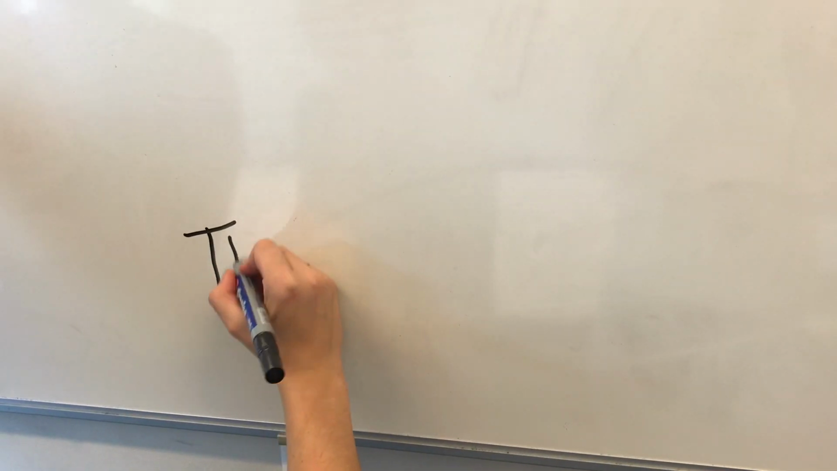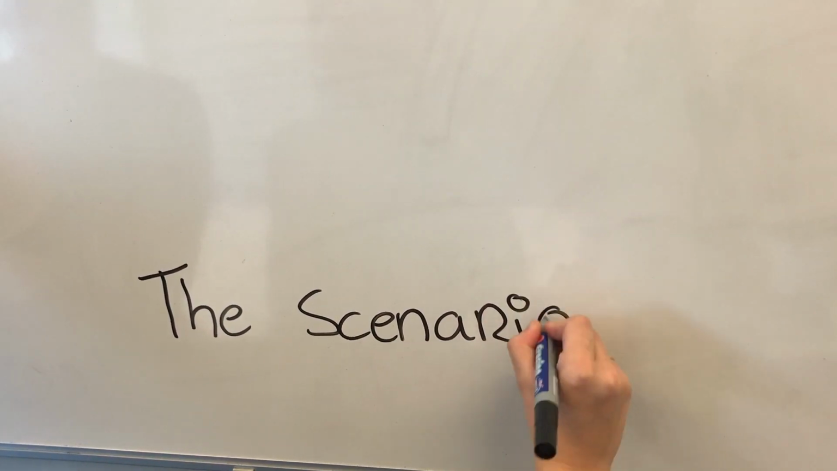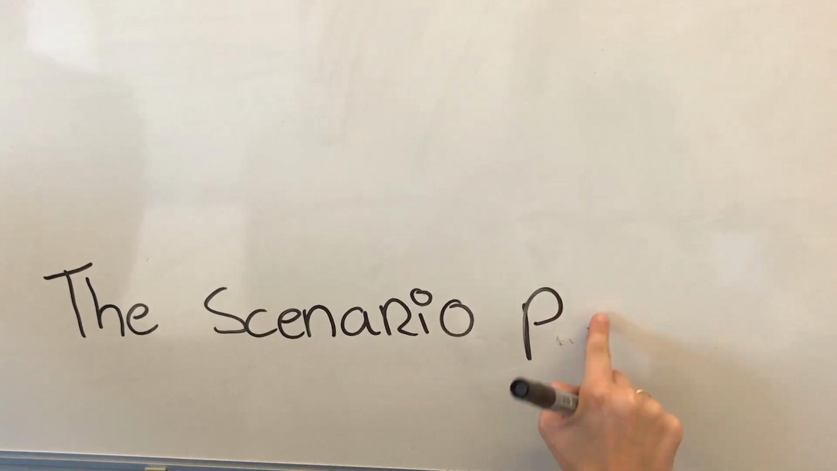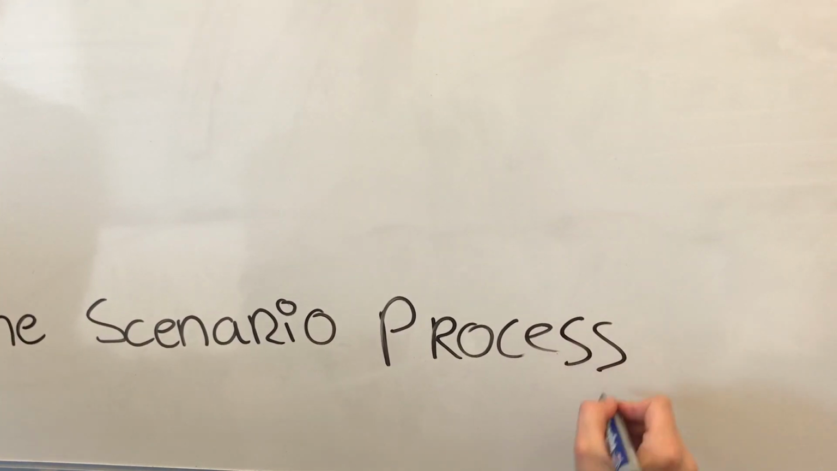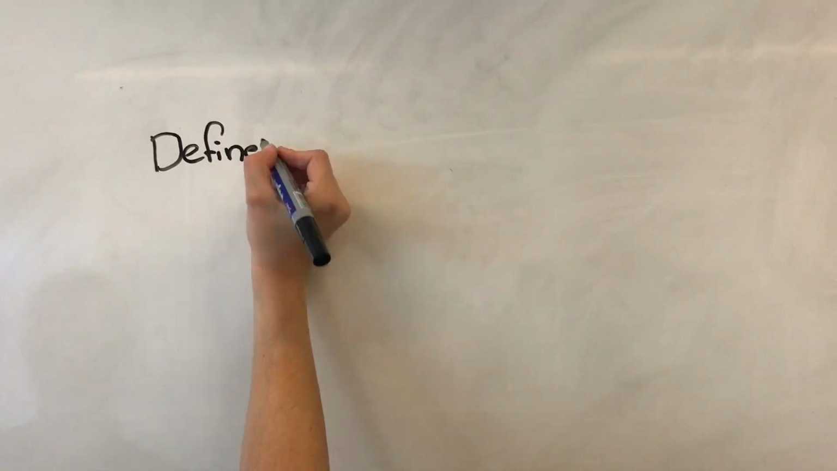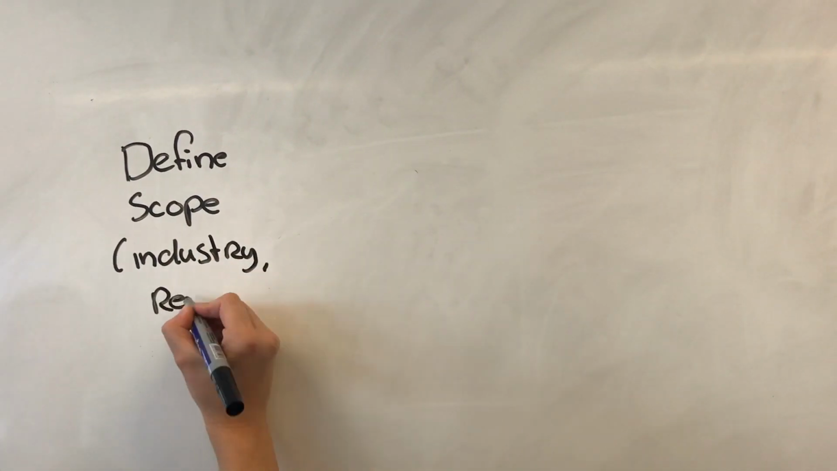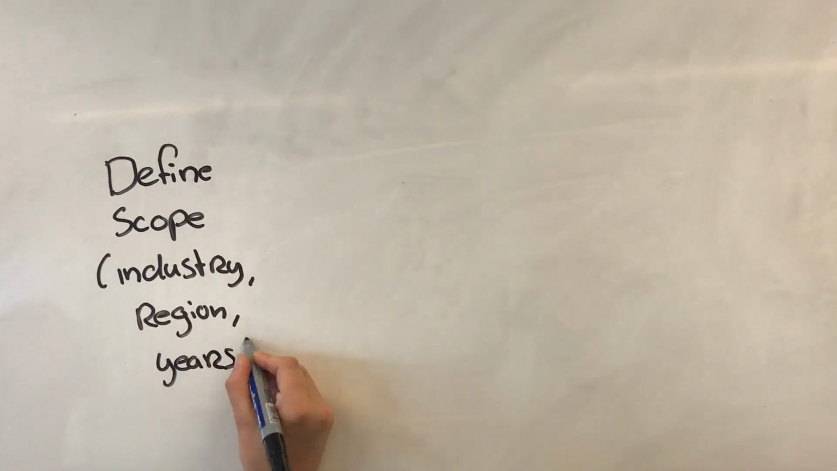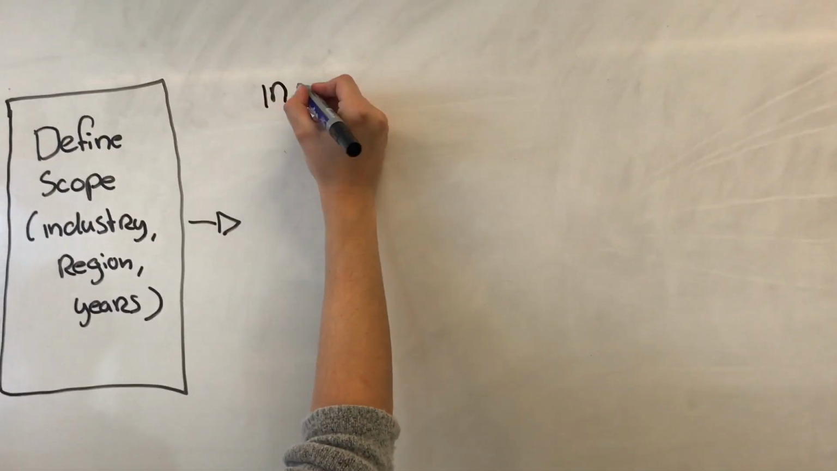Finally, we have the scenario analysis. The scenarios offer plausible alternative views of how the macro environment might develop in the future, typically in the long term. The scenario process has different steps. First up, defining the scenario scope. The scope refers to the subject of the scenario analysis and the timescale.